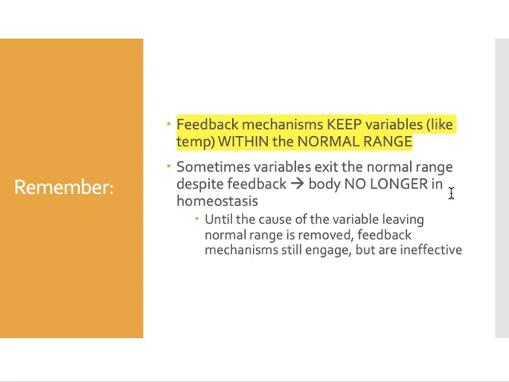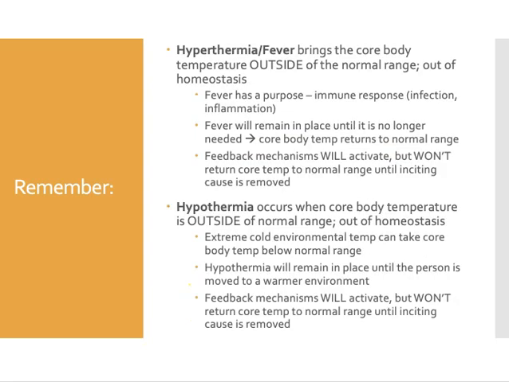Until the cause of the variable leaving the normal range has been removed, feedback mechanisms will still engage, but they will essentially be ineffective, and the body will no longer be in homeostasis. A great example of this is fever. Fever, or what's more technically referred to as hyperthermia, brings the core body temperature outside of the normal range. In other words, out of homeostasis.